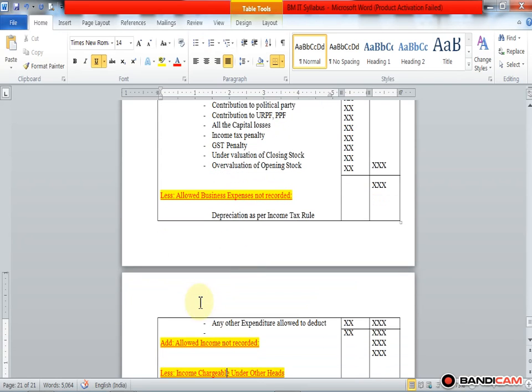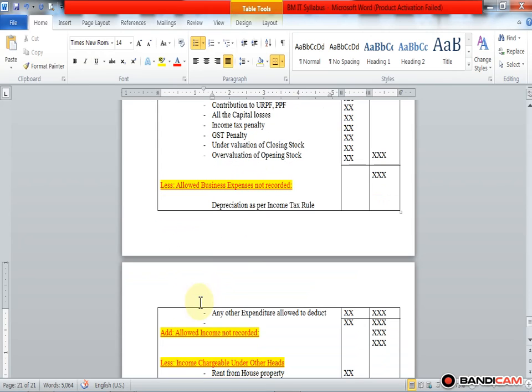Then fourth point, add allowed business income not recorded in the books of accounts but given to you in additional information. Then this income should be added in our net profit. Then fifth point, less: deduct income chargeable under other heads.